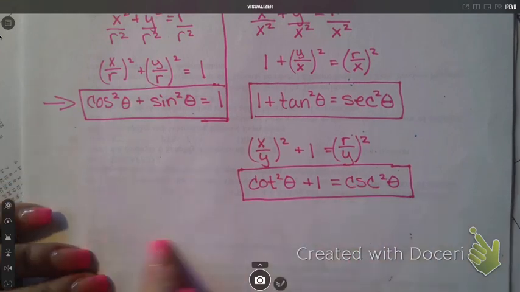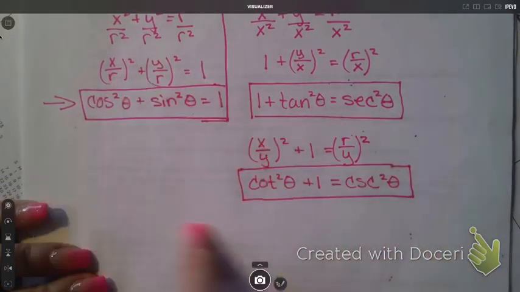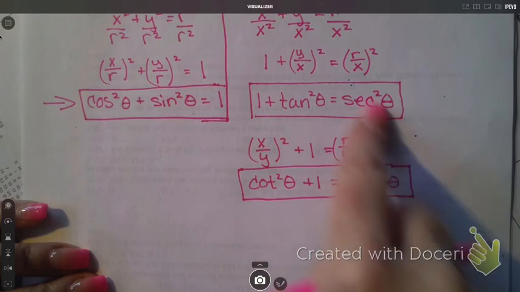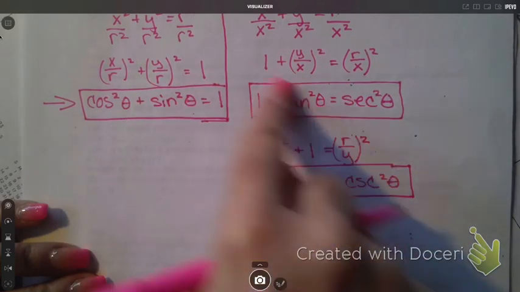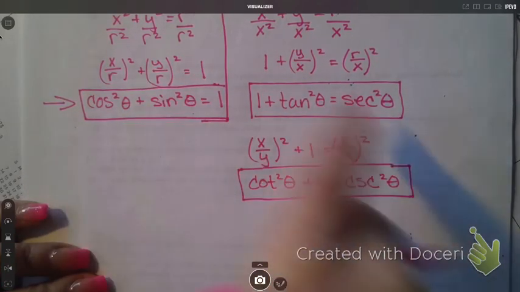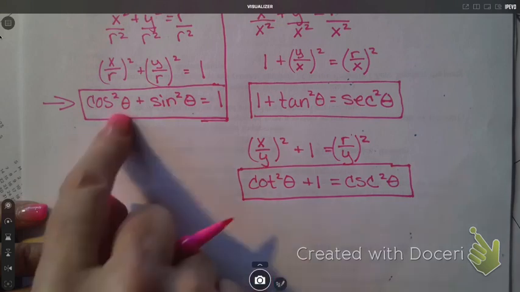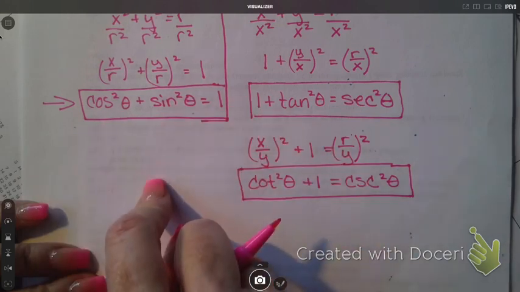From here on out, anytime you see a squared function, where should your brain go? There. These. And you should say, how can I manipulate it?